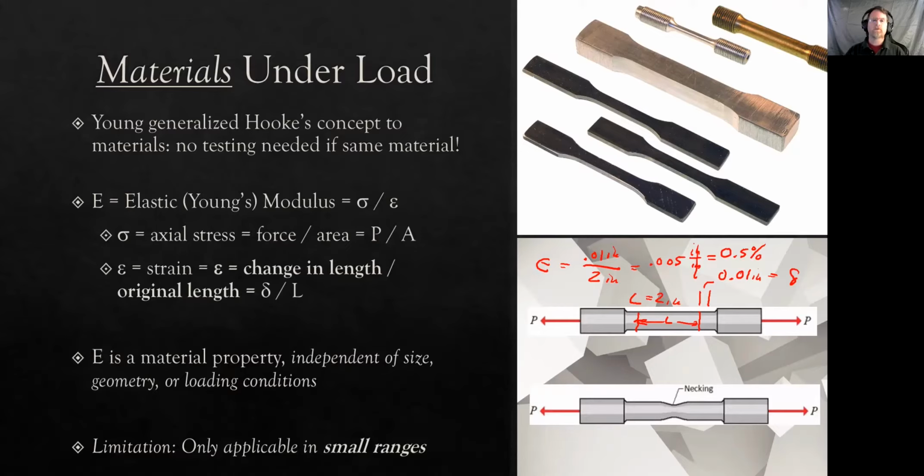Metals might have some larger ranges, what they call the elastic range, but for many materials this is only good within a very short range of deflections. Depending, it might be a few percent, it might be 10 or 20%, but it's only applicable in a small range. But often it's very, very helpful even within that limitation. So you see here, if you get to this point with necking, things get a lot more complicated.